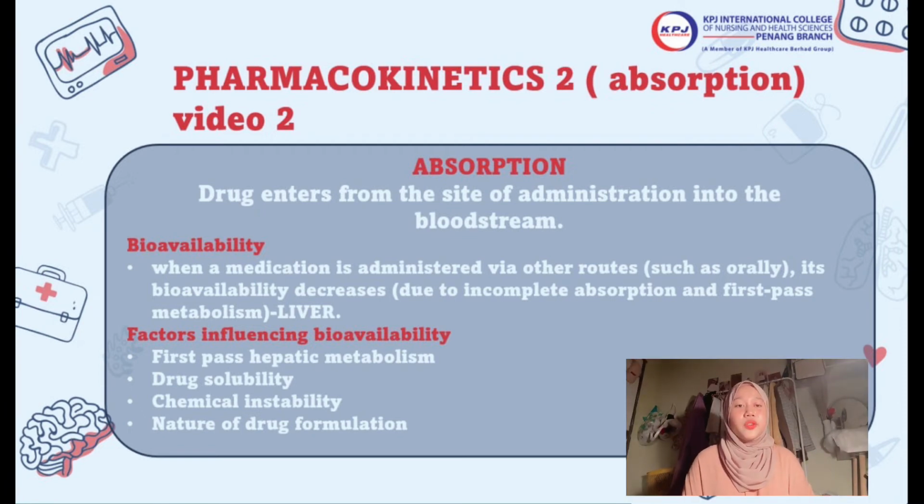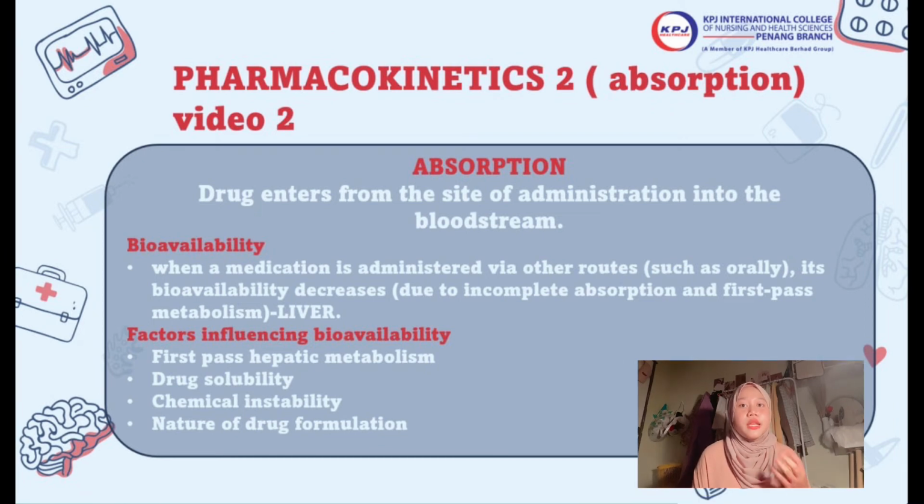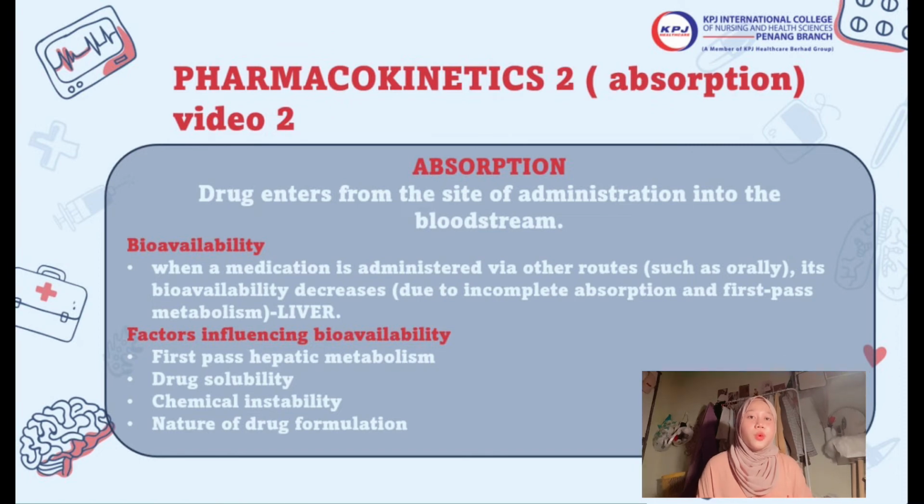Next is drug solubility. An extremely hydrophilic, or lipophobic, drug is poorly absorbed across the lipid-rich cell membranes. Extremely hydrophobic drugs are also poorly absorbed because they are insoluble in the aqueous environment of the body, so rapid absorption requires a combination of lipophilic and aqueous solubility.